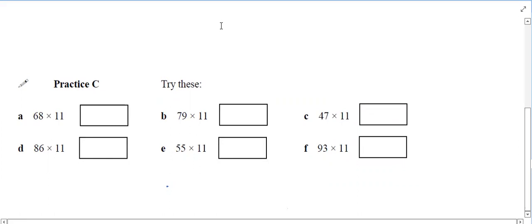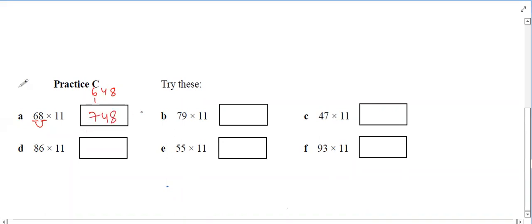Bhargav, A1. Sir, question A. So 68 into 11, right, sir? First write 6. And then 6 plus 8, 14. 1 gets carried over. 1 and 4. And then 8 as the last digit. So the answer is 748.